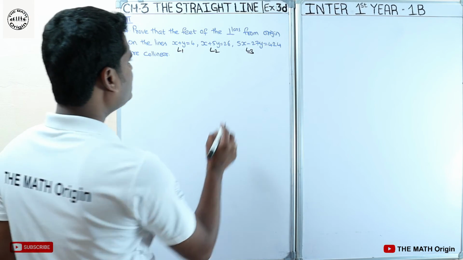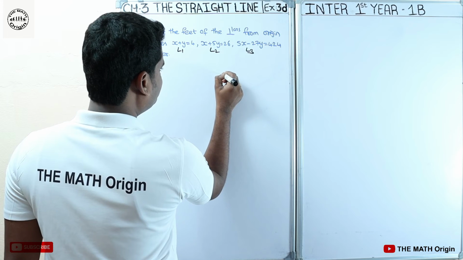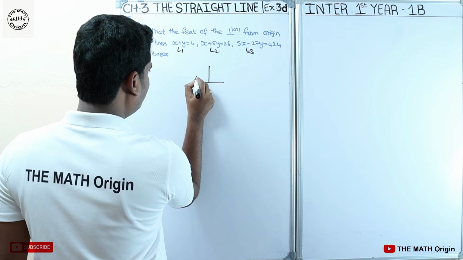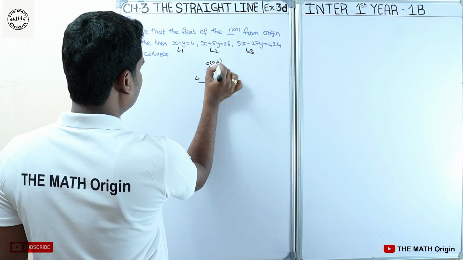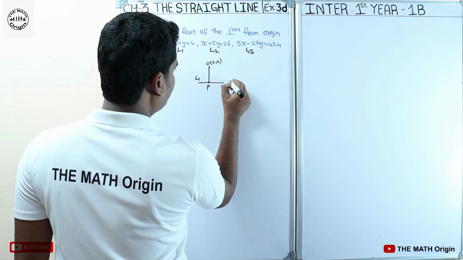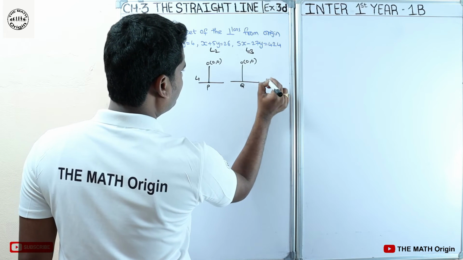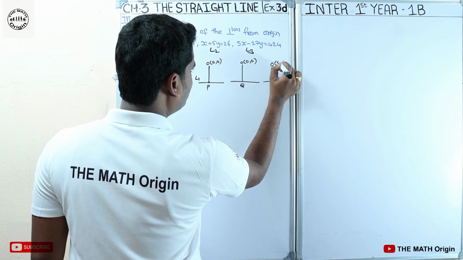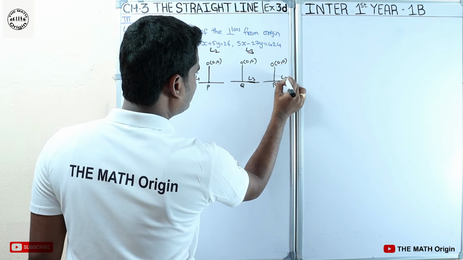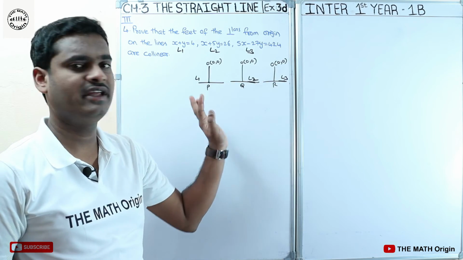Let's first understand what it means. From the origin O (0, 0) we have a line L1. The foot of the perpendicular is point P. From the origin we have another line, with the foot of perpendicular at point Q, and another at R. This is L2 and this is L3, and they mention P, Q, R are collinear. We need to prove that.